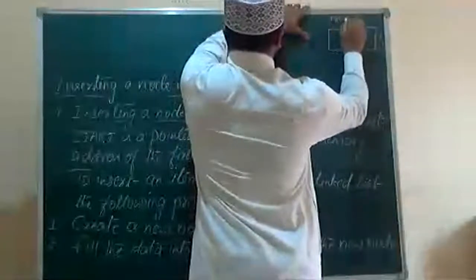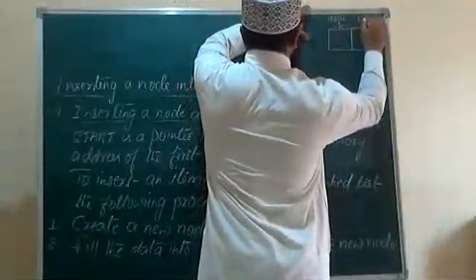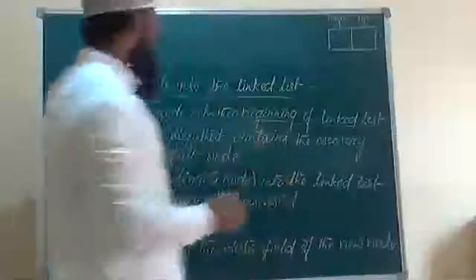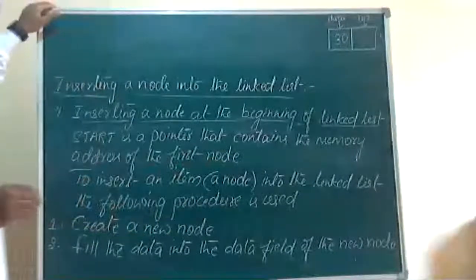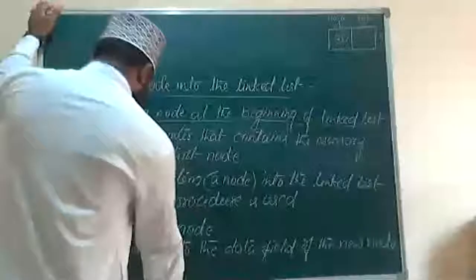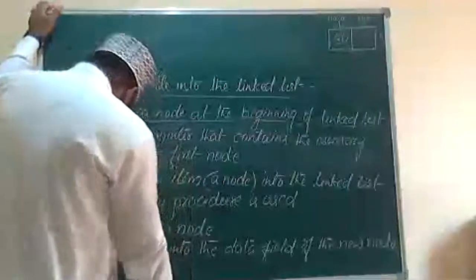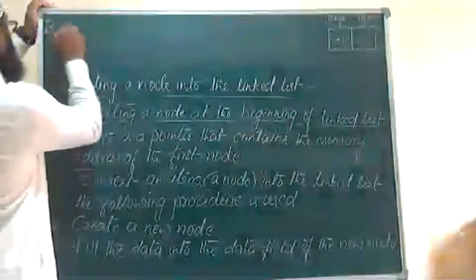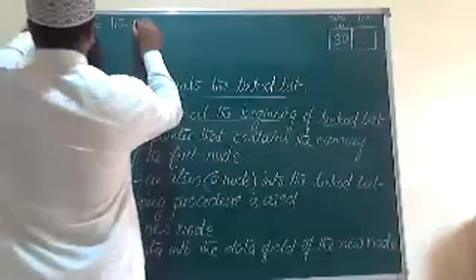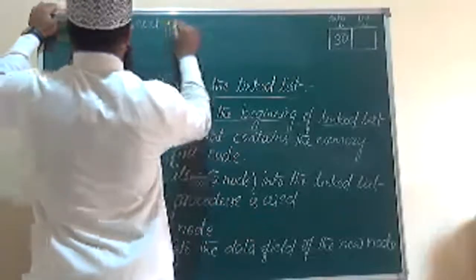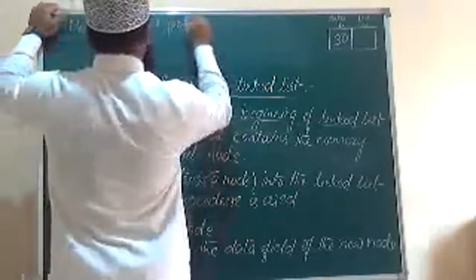Every node has two fields. One is the data field, the other one is the link field. This is the data field. The next one is the link field. So according to the second step, fill the data into the data field of the new node. We will fill some data in the data field of the new node. Then after that, the third point: mark the next pointer field.